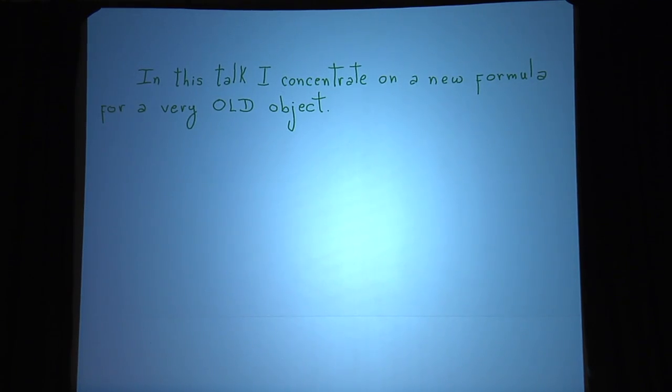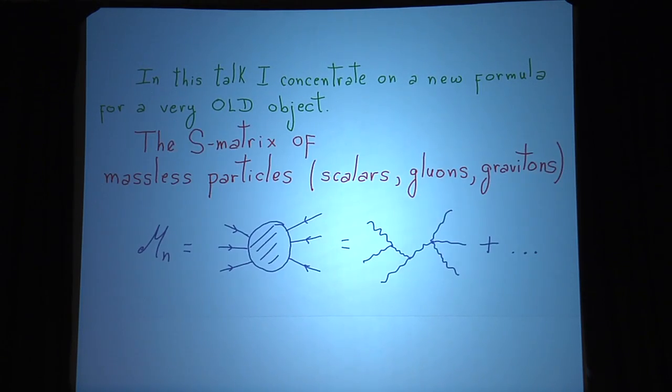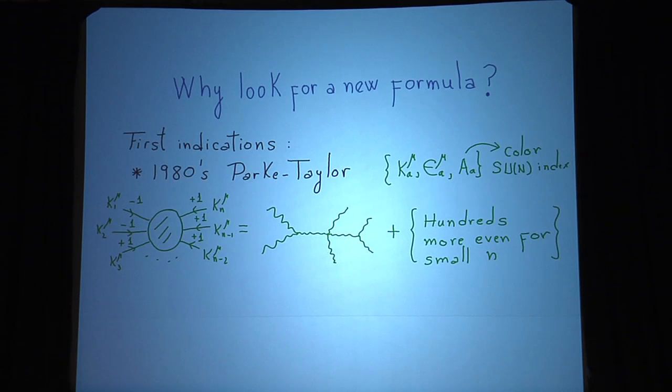So I gave you time to think about what the old object is. I hope everybody figured it out. It's the S matrix of massless particles, of scalars, gluons, and gravitons. This is something that we learned in quantum field theory 101 as graduate students. So why look for a new formula for this? Feynman gave you Feynman graphs, and that does basically everything we need.